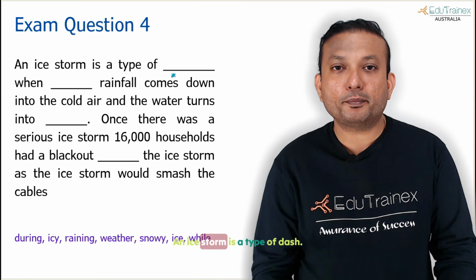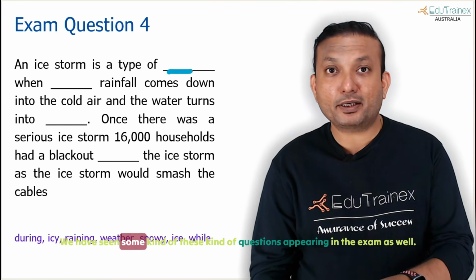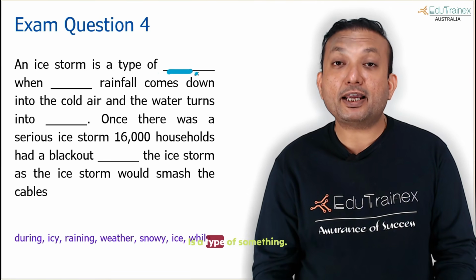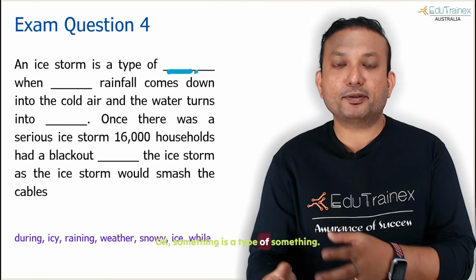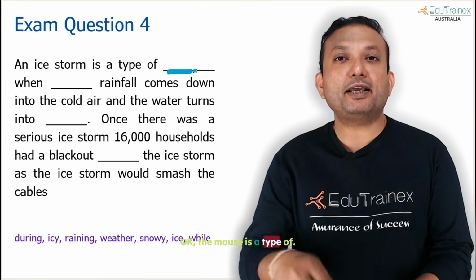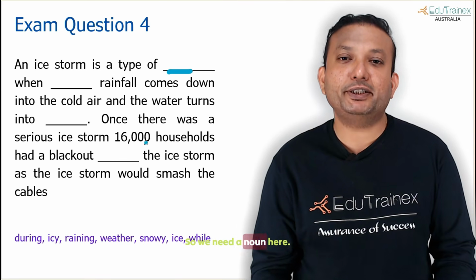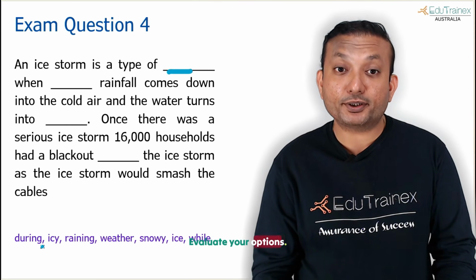An ice storm is a type of dash. This is a very short passage. We have seen these kinds of questions appearing in the exam as well. Is a type of something. Okay. Something is a type of something. The mouse is a type of an object that is connected to a computer. So we need a noun here. Type of something. Evaluate your options.